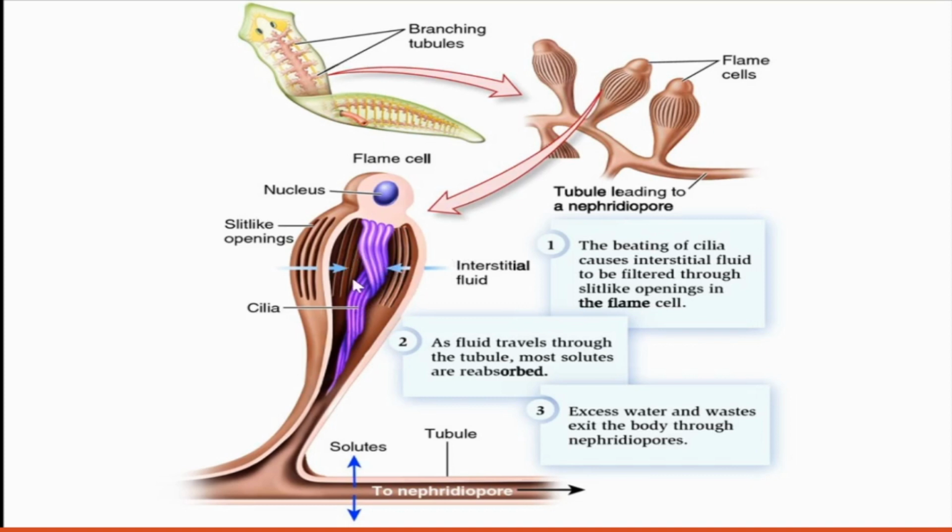From the fluid that enters the flame cells, most of the solutes and nutrients are reabsorbed. What is left there? Only waste. That waste and excess water move down and reach the main stem. The main stems join each other and unitedly open outside of the body, and through that opening the waste is eliminated. That's the method of excretion, with the help of protonephridia and the flame cells.